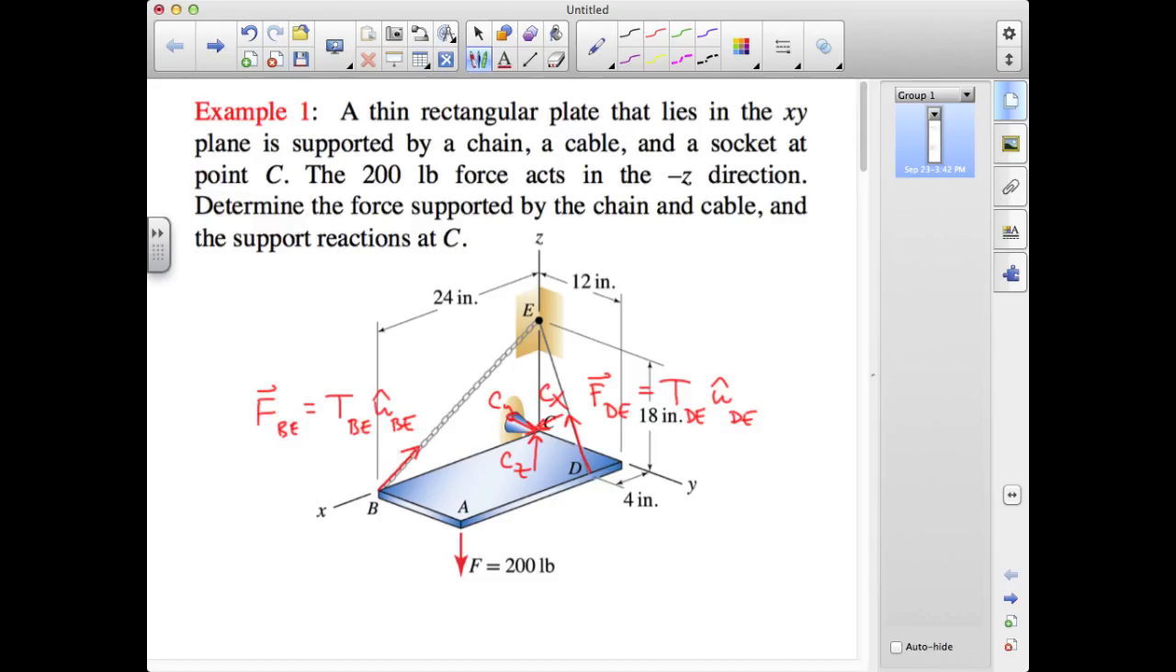Now let's just note here we've got 5 unknowns. We have the 2 tensions, and we have the 3 force reaction components at the socket. In a 3-dimensional body, we have 6 degrees of freedom, so the fact that we have 5 reactions suggests that this might be a problem with partial fixity. The number of support reactions is one less than the number of equilibrium equations. Let's just keep that in mind going forward.